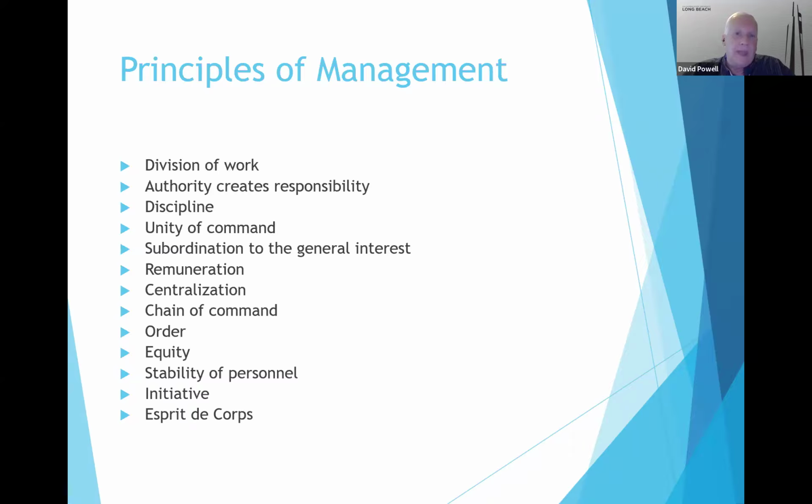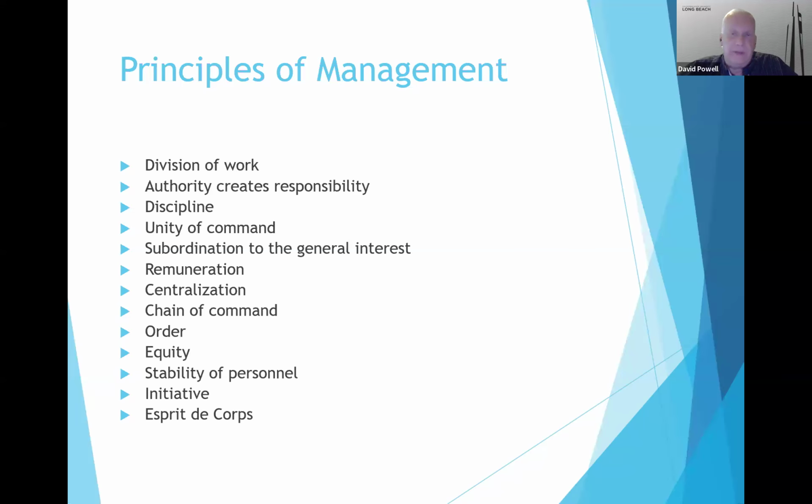The second principle of management, authority creates responsibility. This means that when you provide people with the authority over something, once you give them that authority, then they become responsible for it. They feel this sense of responsibility for that area of authority.